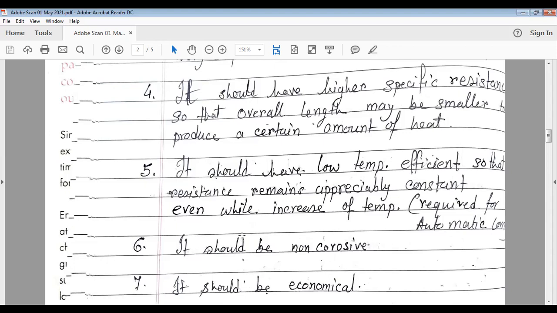It should have a low temperature coefficient, so that the resistance remains appreciably constant even while the temperature increases, as required for automatic temperature control. So a low temperature coefficient means it is not hampered by temperature changing. Okay, it is the coefficient.